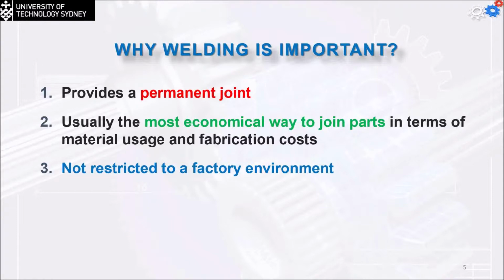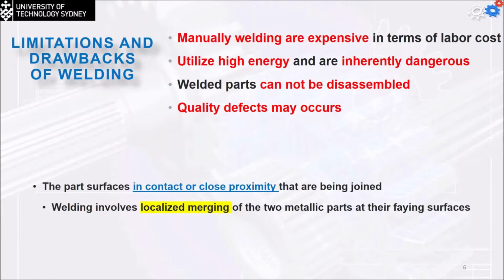The limitation we have is usually that manual welding is expensive, because the people who are doing the welding are experts with the thing, so usually they charge you a lot. Also, it utilizes high energy and is inherently dangerous because they are sending some gases. Welded parts cannot be disassembled. This is one of the disadvantages, and quality defects may occur.